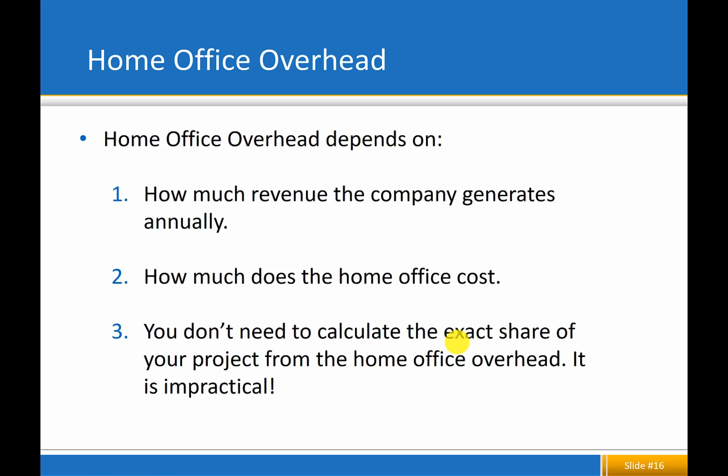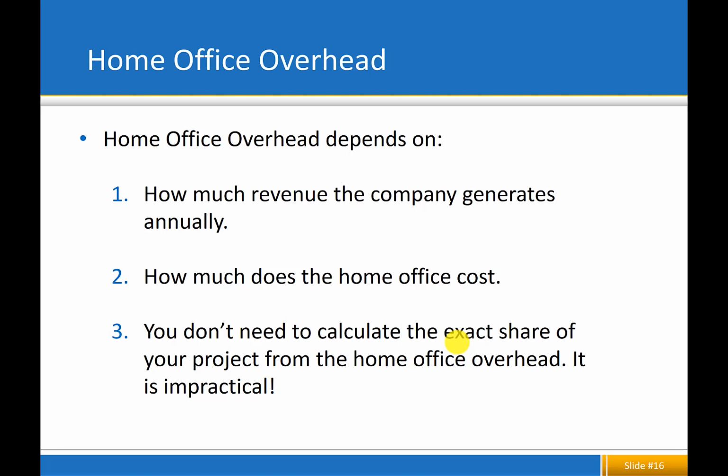Okay, so here's my way of looking at this. I am going to look at how much revenue my company generates every year. Let's say $100 million. I have a big company and I can generate $100 million, right? And then the next question is how much does my home office cost overall, regardless? That's something the accountants can easily tell you, right? So how much the home office costs overall? Let's say $2 million, right?